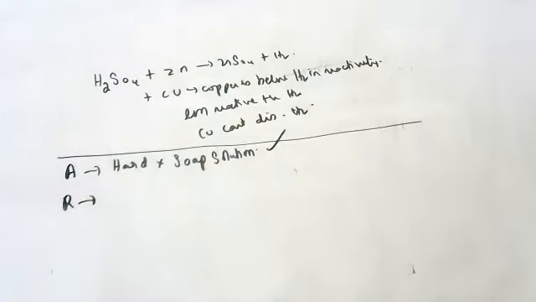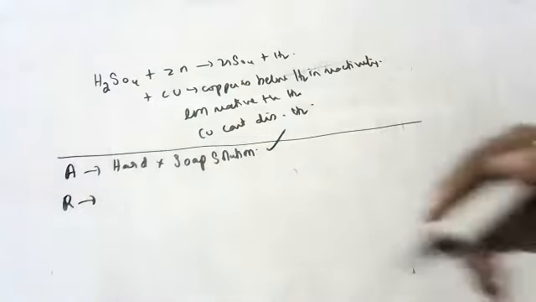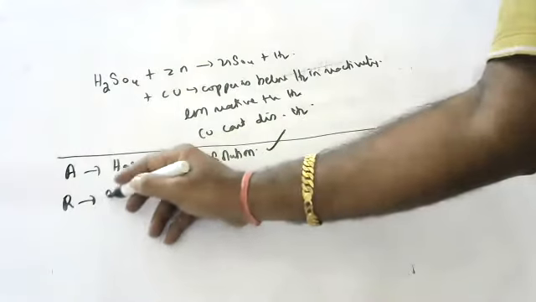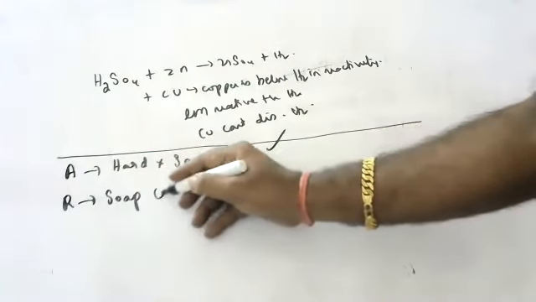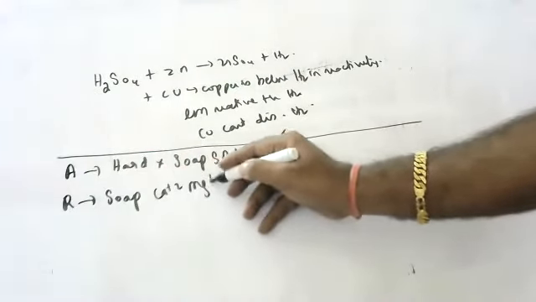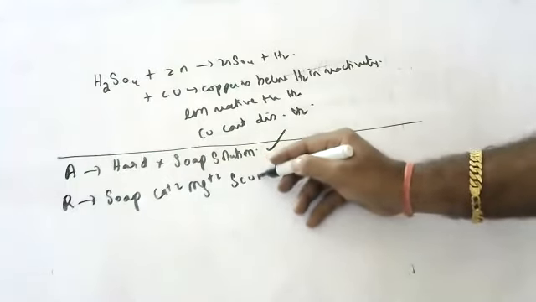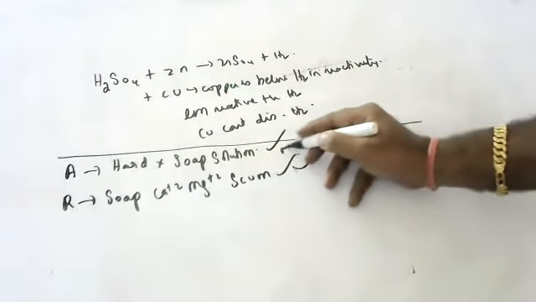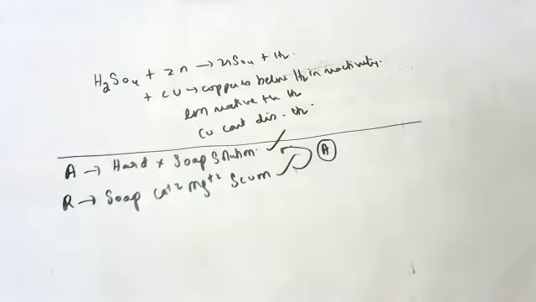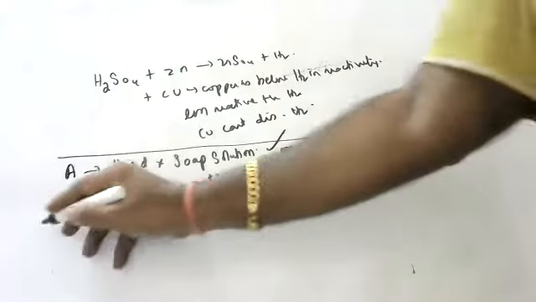Second one: soaps react with the calcium and magnesium salts present in hard water and form an insoluble precipitate called scum. This is also true and is the correct explanation. So the answer is A. Assertion is correct, reasoning is correct, and reasoning is the correct explanation of the assertion. Both are correct, children.